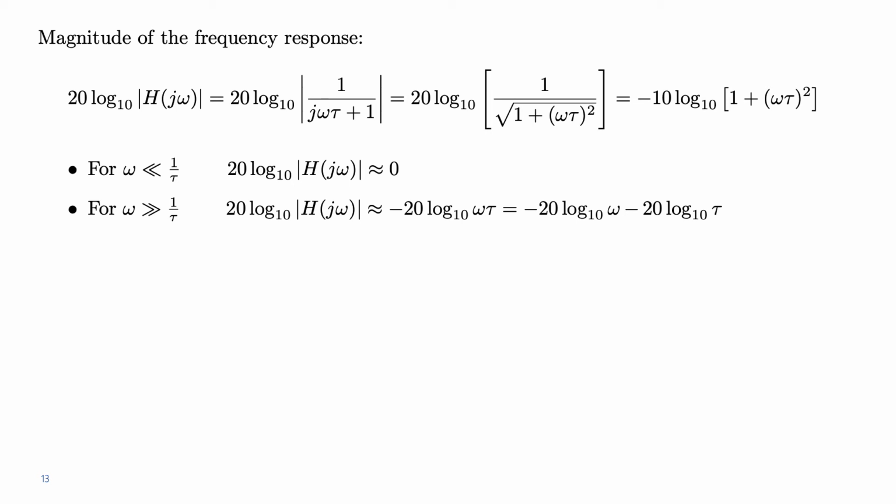In the opposite case, when omega is much larger than 1 over tau, well, we have that (omega tau) squared is much larger than 1. So inside the log, the factor 1 can be neglected. So we can approximate everything by minus 20 log 10 omega tau, which is also rewritten as minus 20 log 10 omega minus 20 log 10 tau. Right, so once we know that, we can attempt sketching the magnitude of the frequency response with a Bode plot in a logarithmic scale. Let's do that.